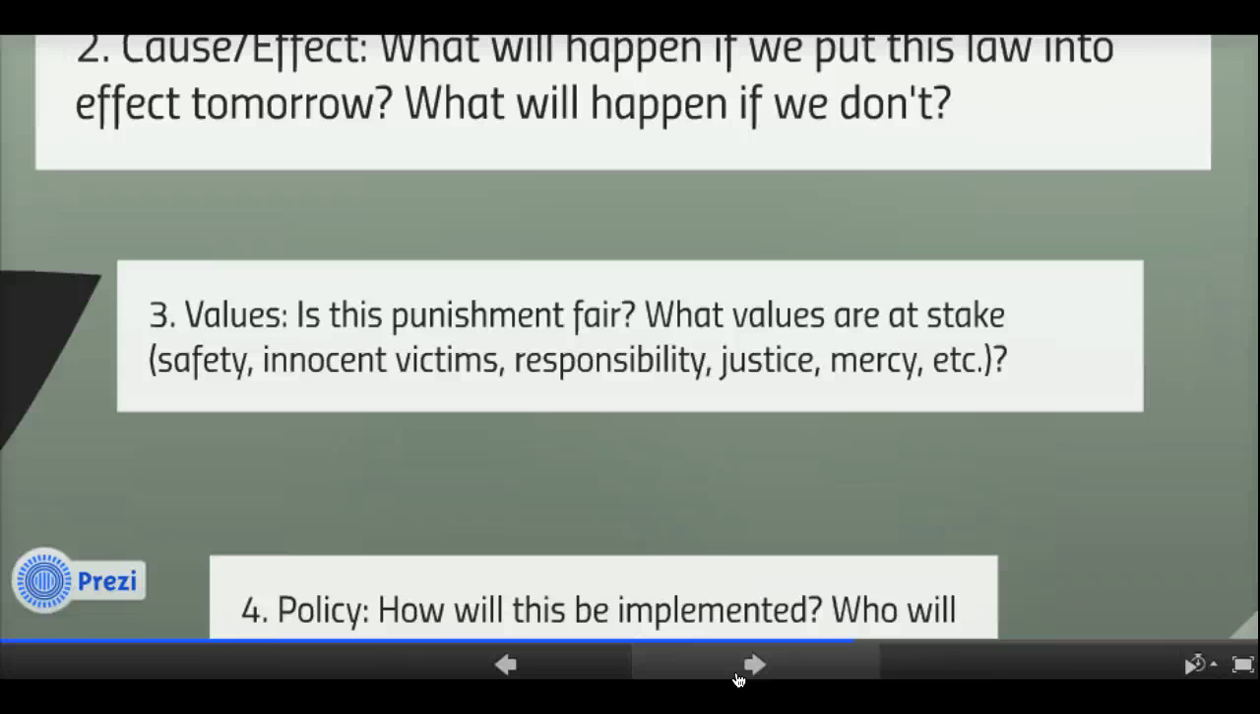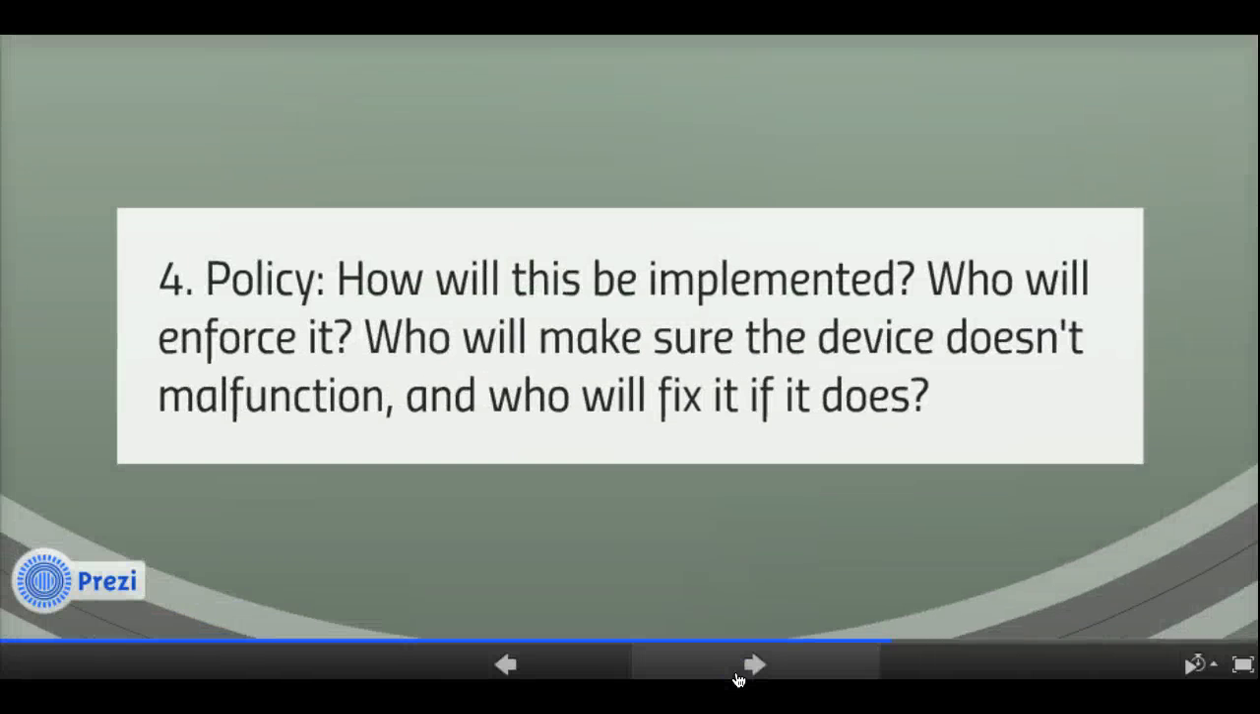Forcing people to install this machine in their car, is that really fair? What values are at stake? Safety, innocent victims, responsibility, justice, mercy, etc. There's lots of things to consider there. Policy, again, how will this be implemented? Who will enforce it? Who will make sure the device doesn't malfunction, and who will fix it if it does? Really looking at all those questions about how this is going to work.